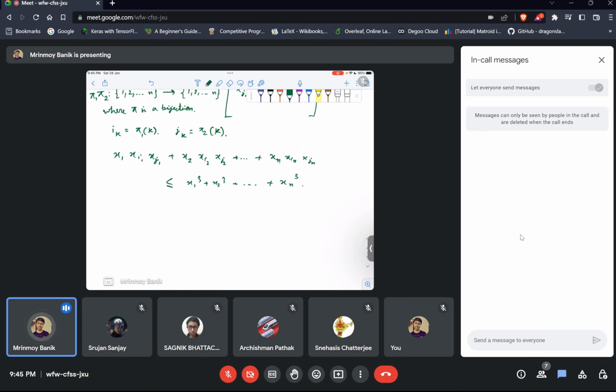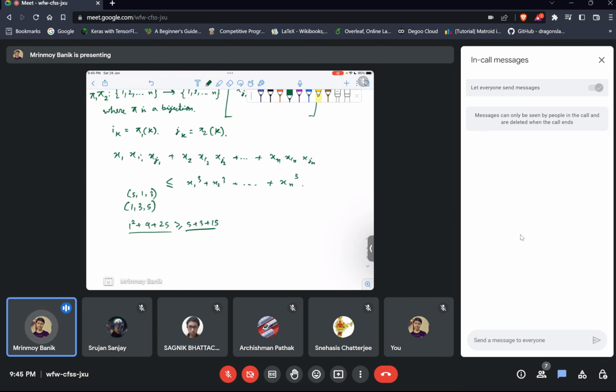So for example, if you take 1, 3, and 5, then 1 squared plus 3 squared plus 5 squared is greater than or equal to, if you multiply it with 5, 1, 3, you get 5 plus 3 plus 15, which you can obviously see is smaller.